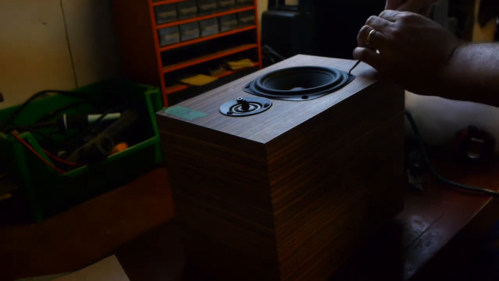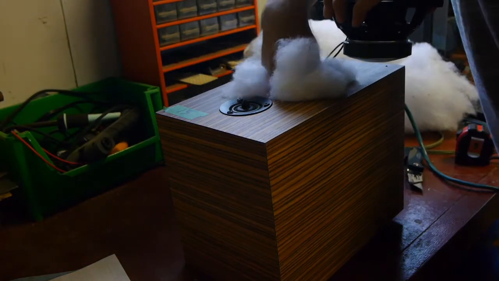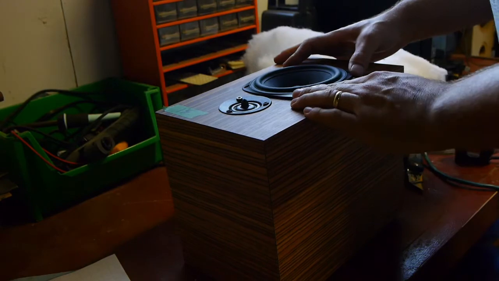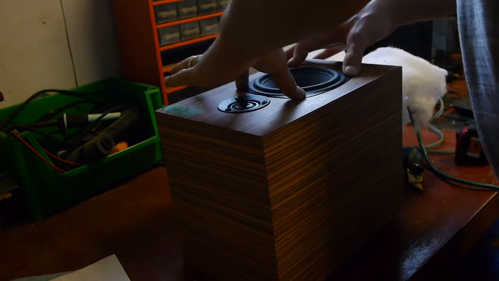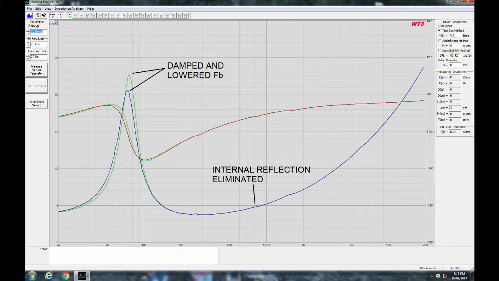Okay, now what I'm gonna do is I'm gonna take the driver out, add some stuffing, and see if that cleans up the impedance a little bit, because there were a couple little wrinkles. So we can see that it did clear up a little wrinkle at about 800 Hertz. This is a good thing. There's probably a bit of an internal reflection that was affecting things. We also see that the FB is damped a little bit and slightly lower in frequency.